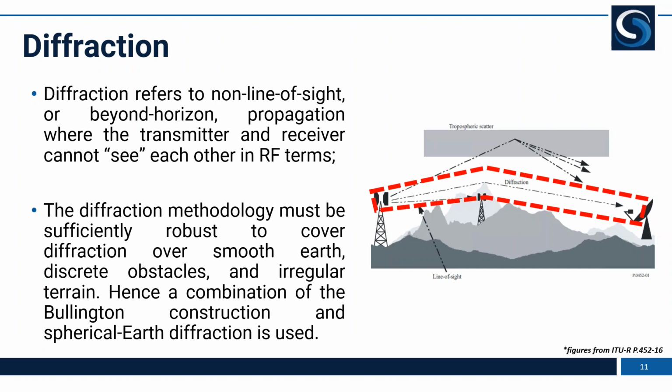diffracted. The diffraction methodology, as it is calculated in P452, must be sufficiently robust to cover diffraction over smooth, discrete obstacles and irregular terrain. There are numerous ways that the diffraction is calculated, and the combination of the Bullington construction and spherical Earth diffraction yields what is called the Delta-Bullington method that is used for diffraction calculation overall. When you have diffracted paths, similar to line of sight propagation, higher frequencies encounter higher losses and lower frequencies have lesser losses. When a lower frequency signal is diffracted over an obstacle, there is less loss than there is for a higher frequency signal.